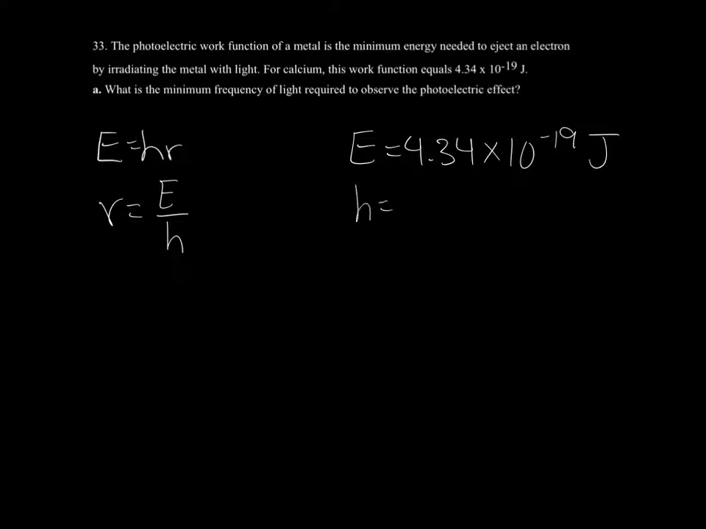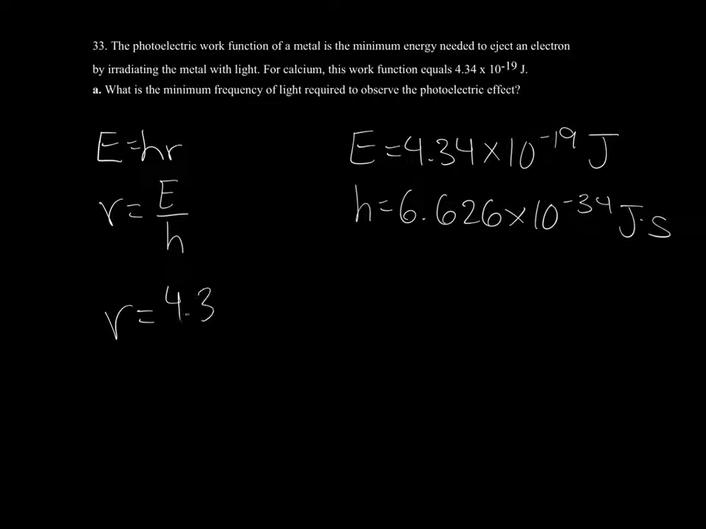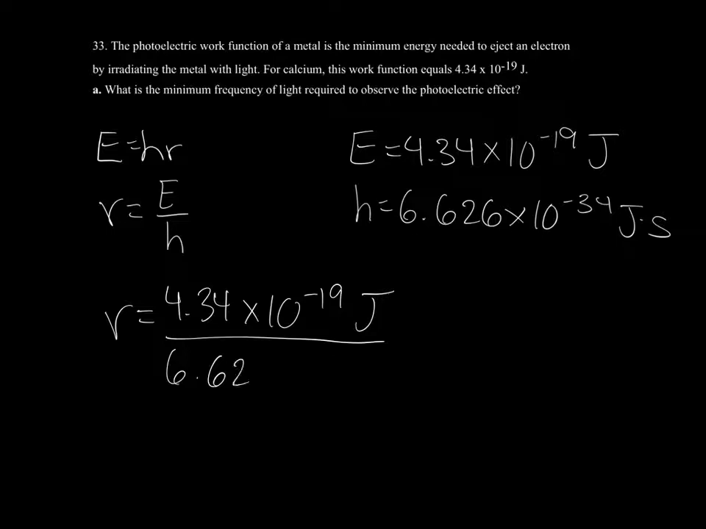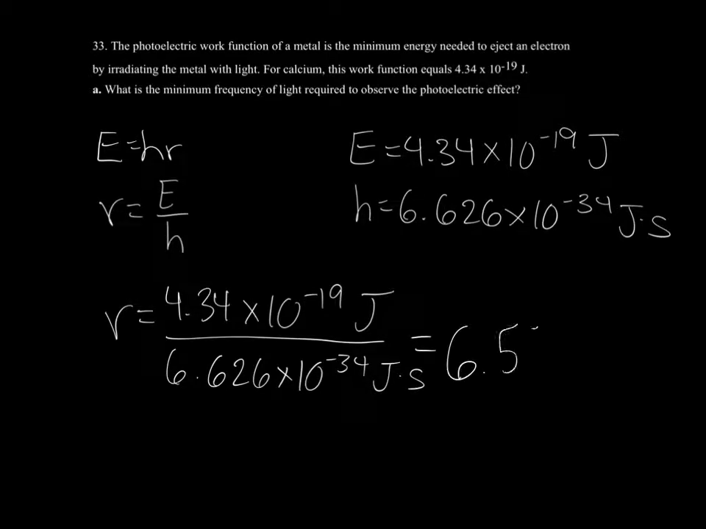Also, Planck's constant is 6.626 times 10 to the negative 34th joules seconds. So if we plug this into the equation, we get that the frequency equals 4.34 times 10 to the negative 19th joules divided by 6.626 times 10 to the negative 34th joules seconds. And if you plug this into your calculator, you get that the answer is 6.55 times 10 to the 14th inverse seconds, also known as hertz.